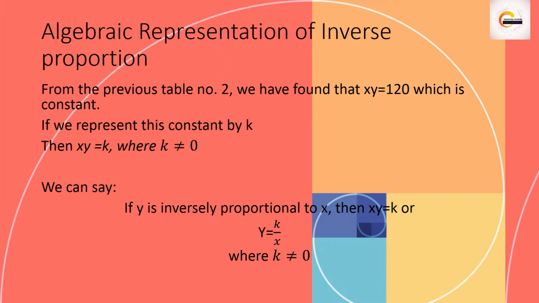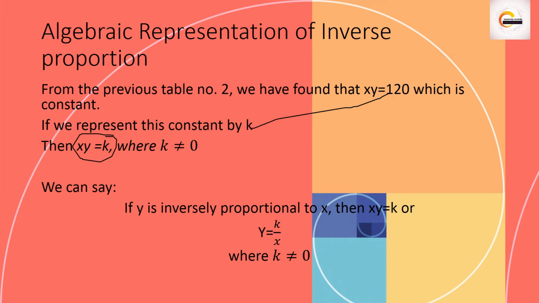From the previous table number 2, we have found that the product of both the variables x and y is equal to 120, which means that in all the columns this 120 was the product and it remained constant in all the columns. So we can call this 120 as k. Now this x into y is equal to 120 will become x into y is equal to k, where k is a non-zero number.